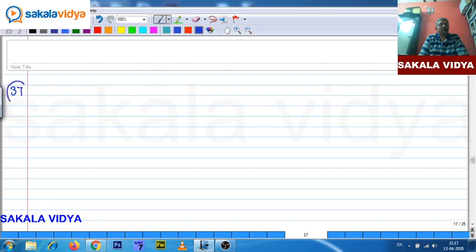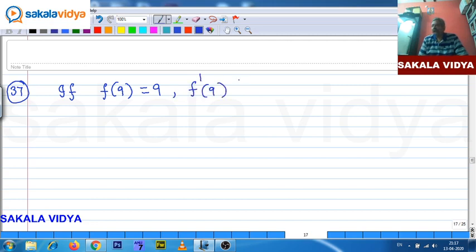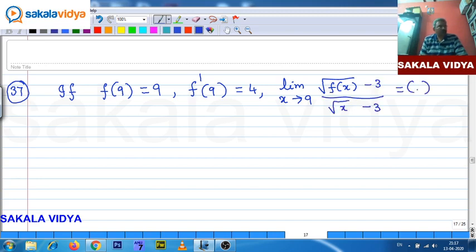Thirty-seventh question. If f of 9 is equal to 9, f dash 9 is equal to 4, then limit x tends to 9, root of f of x minus 3 by root x minus 3 equals to, this is the question.